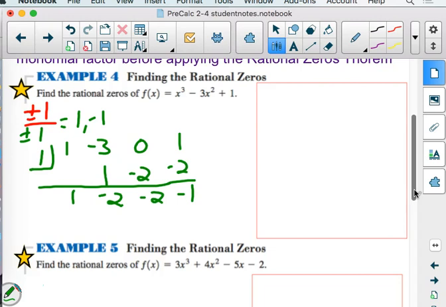Well, it's not a 0. It didn't work. If this last number comes out to be 0, then it's a zero. Didn't work. Well, we still have one more to try. Negative 1. Let's try negative 1.